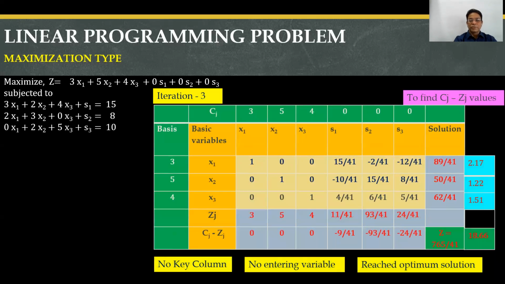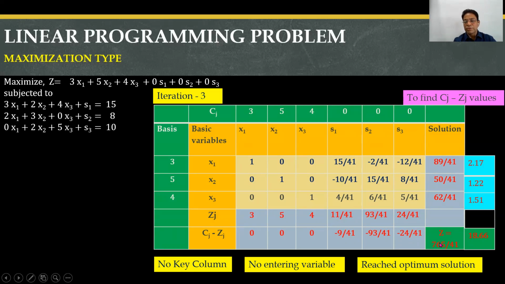Okay, so here if I find the value of Cj minus Zj, I see that all the values of Cj minus Zj are either 0 or negative. Negative cannot enter in the solution, and these are 0 means x1, x2, x3 are already in the solution. So whatever value of Z we have obtained is now the optimum value, as there is no key column, there is no entering variable, and it means that we have reached the optimum solution.